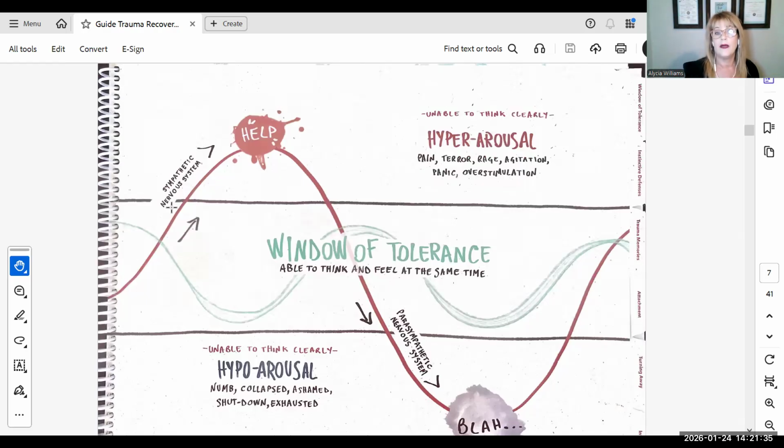And then your body cannot stay up here. It cannot stay in this sympathetic nervous system. It crashes through the window of tolerance into your parasympathetic nervous system. So you're, again, unable to think clearly. You're in a hypo-aroused state. You're numb, collapsed, ashamed, shut down, exhausted. So up here, you're like, help. And down here, you're like, blah.